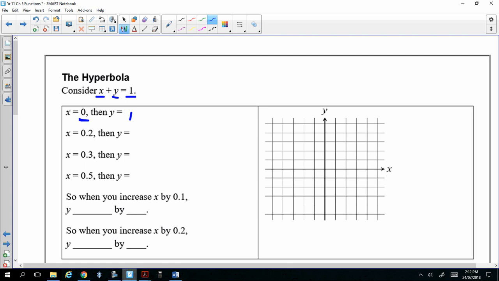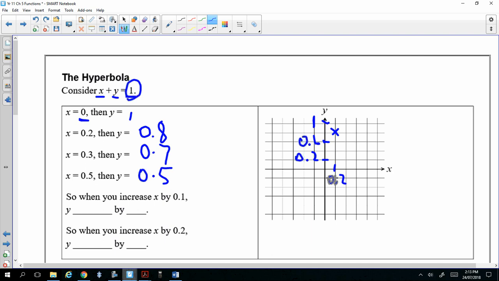Okay, let's plot that point. We're going to mark 1, 2, 3, 4, 5. It goes up by 0.2 each time: 0.2, 0.4, 0.6, etc. Now, if x is 0.2, what's y equal to? 0.8, right? So x is 0.2, y is 0.8. What if x is 0.3? Y is 0.7, because they add up to 1. And x is 0.5, y is 0.5.